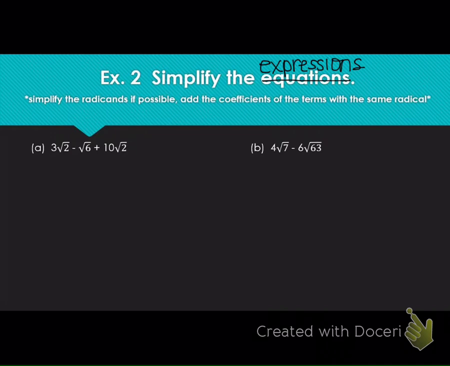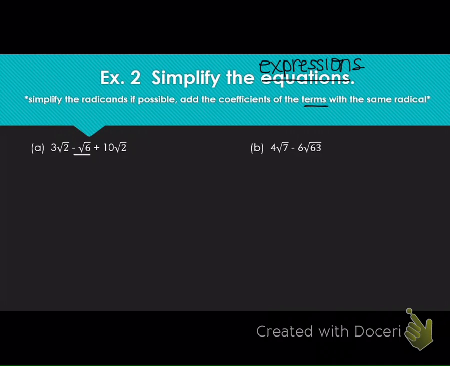We're supposed to simplify the radicands if possible. Then we're going to add the coefficients of the terms with the same radical. Now, let's review what a term is. Because if you don't know what a term is, then you're not going to know how to combine like terms. Can anybody raise your hand and remind us all of what a term is? Terms are the parts of an expression being added together. So she's exactly correct when she says that the square root of 6, which actually is the negative square root of 6, that is a term.